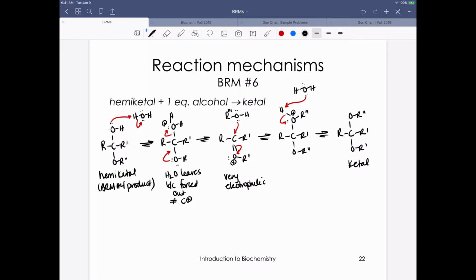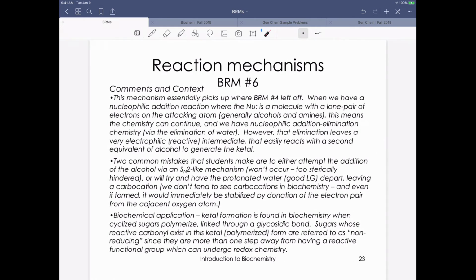So again, looking at the difference in the structure between a hemiketal and then a ketal. A ketal essentially has 2 ether connections off of a single carbon atom, whereas the hemiacetal has 1 ether connection and then an alcohol functional group. And again, that alcohol functional group has the ability to be protonated, made into a good leaving group, depart with the assistance of our internal nucleophile, generate a very electrophilic carbonyl-like intermediate here, which now will react with our alcohol to generate our ketal. So some comments here.